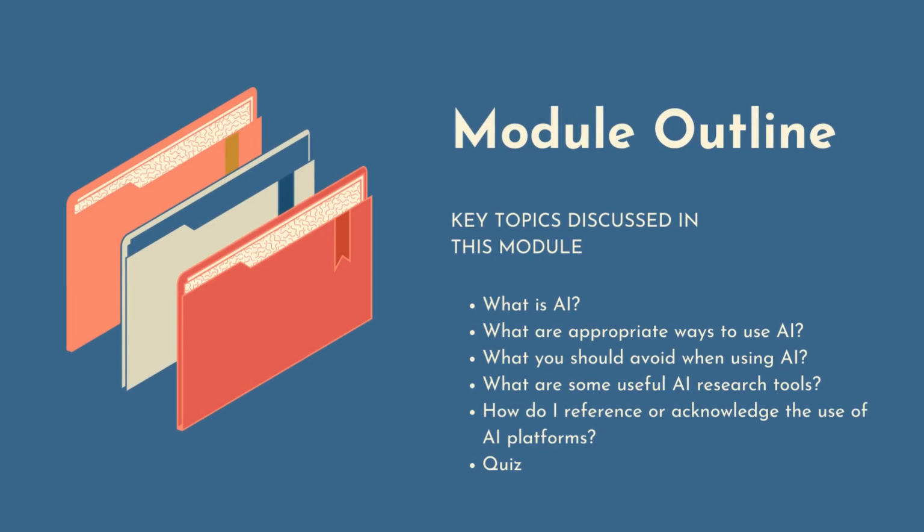In this module, we will explain what artificial intelligence is. We will look at appropriate ways in which you can use AI in your schoolwork, as well as examine unethical uses of AI that should be avoided. We will cover some different AI tools that you can use to improve your research, as well as briefly look at the referencing and acknowledgement of AI platforms in your work. At the end of the module, there is a short quiz you will need to complete.